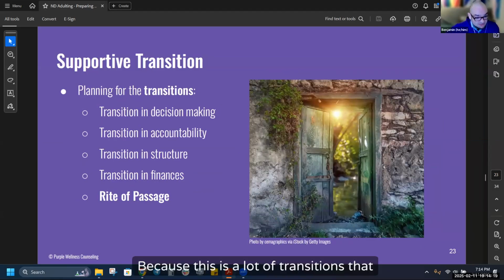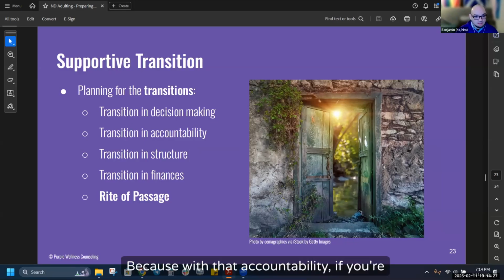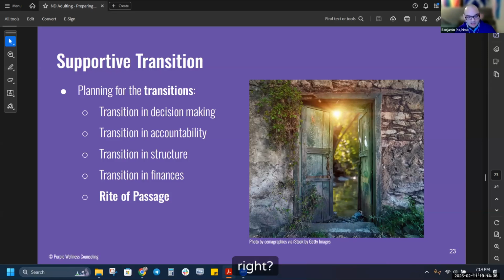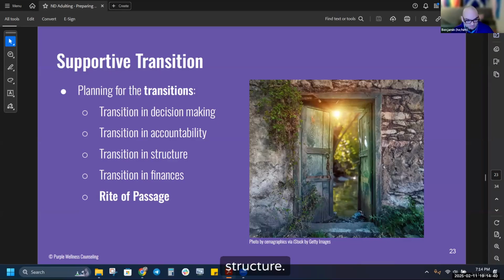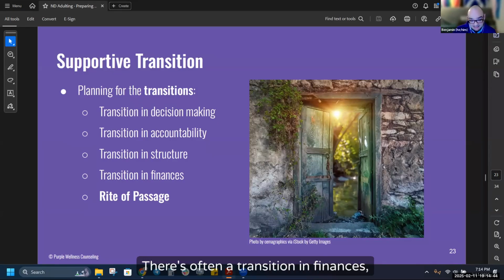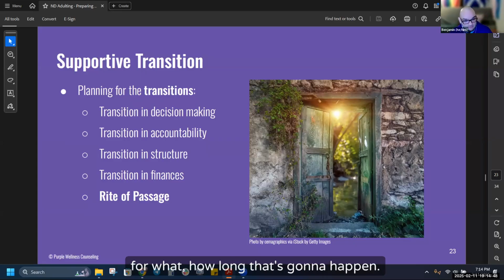Because this is a lot of transitions that we're thinking about. There's a lot of structure that you've likely been providing. So we're looking at transitions in decision making, right? Because with that accountability, if you're not fully legally accountable for certain decisions, then you need to think about how you're making those decisions, right? There is this transition in structure that we've talked about of who's providing what structure. How are we determining that? There's often a transition in finances, right? Financial expectations, maybe who's paying for what, how long that's going to happen.